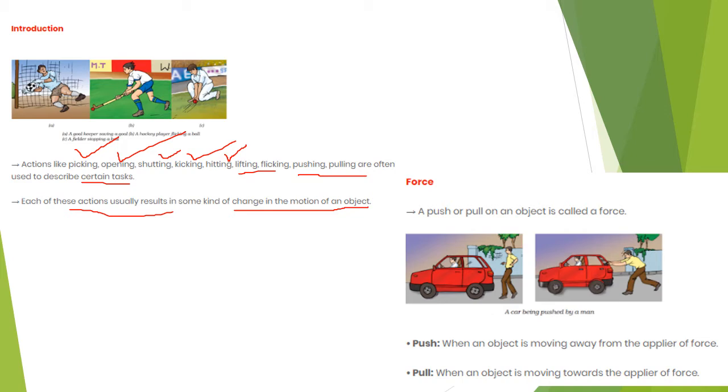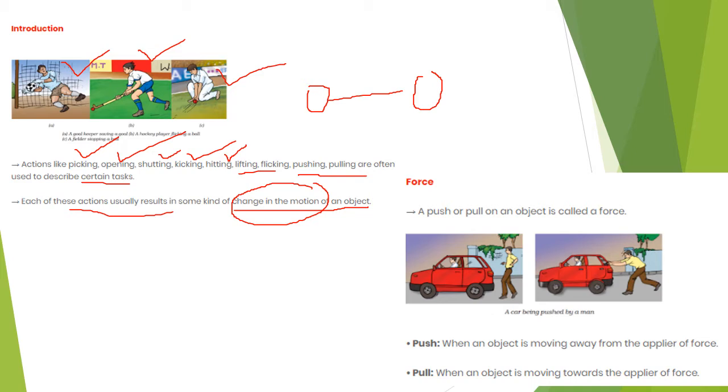That means if you are picking a ball, that means you are stopping the motion of the ball. If you are hitting the ball with a hockey stick, that means the ball again will come into motion. If you are stopping a moving ball, it will be stopped at one place. So that means there will be change in the motion.